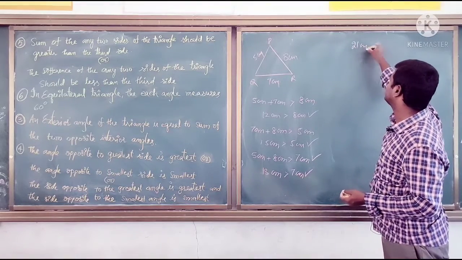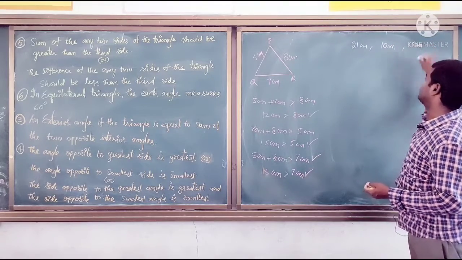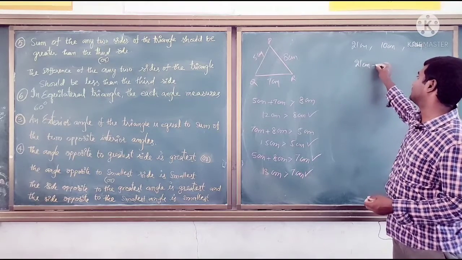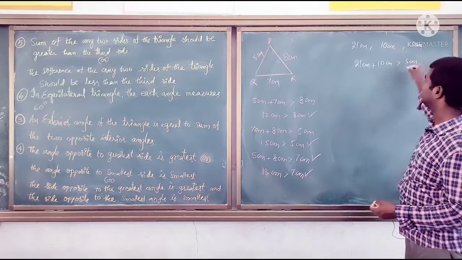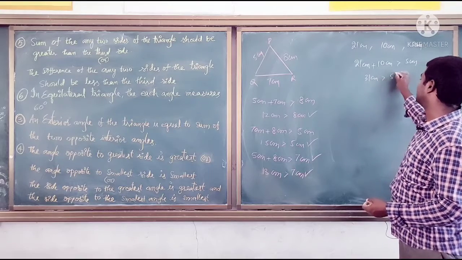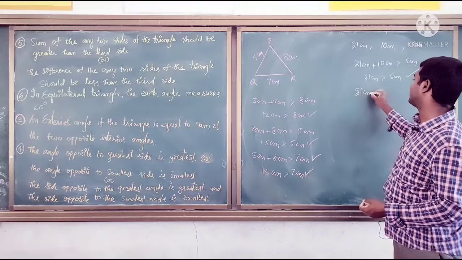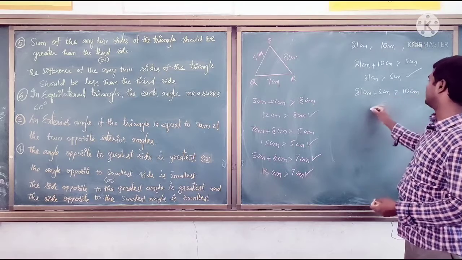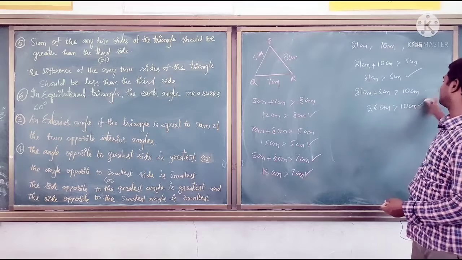21 centimeter, 10 centimeter, 5 centimeter. You can take these. Okay, so check the possibility. 21 centimeter plus 10 centimeter is greater than 5 centimeter or not. So 21 plus 10, 31 centimeter is greater than 5 centimeter. So it is true. Next, 21 centimeter plus 5 centimeter is greater than 10 centimeter. Second case. Yes, 26 centimeter is greater than 10 centimeter.